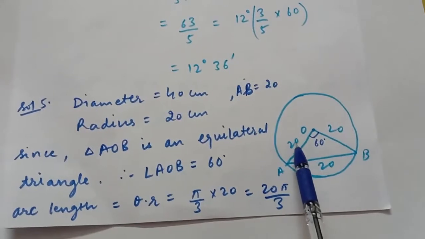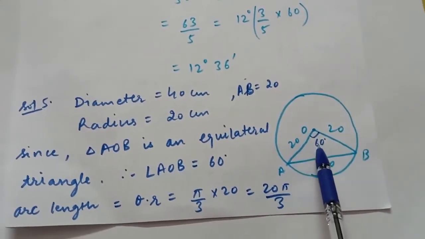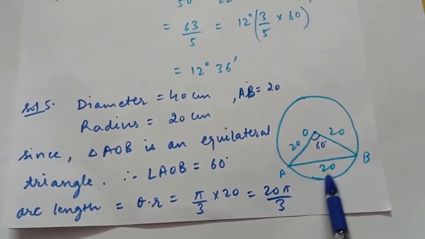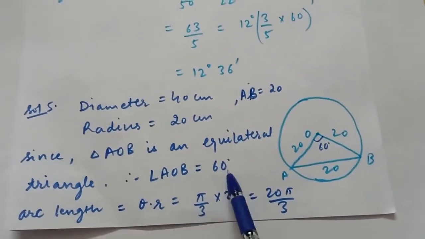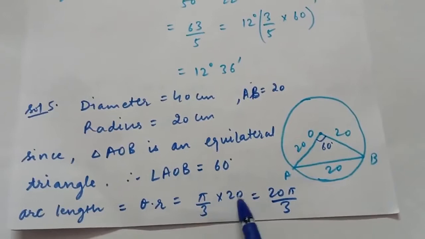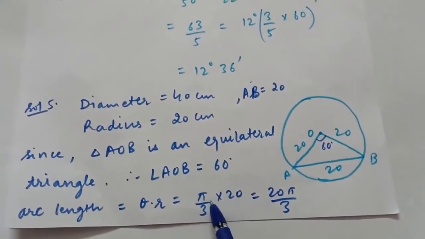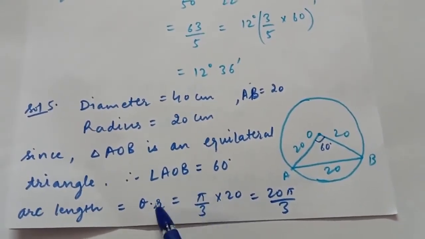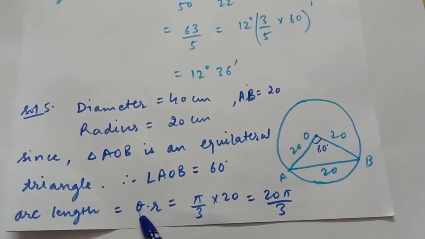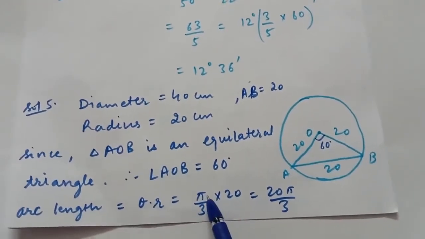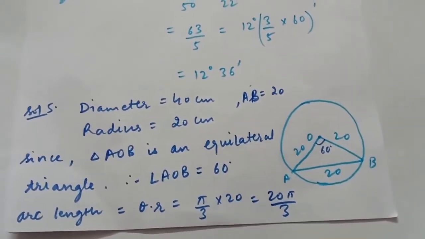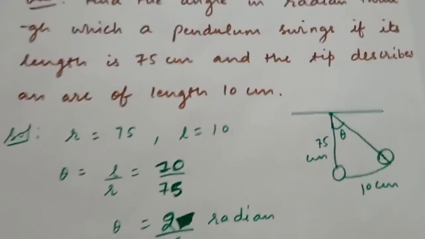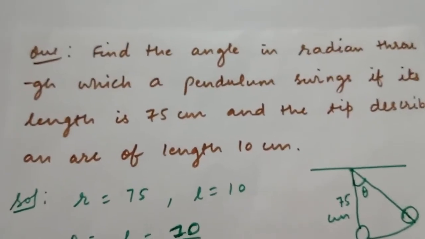So now we know r, radius and theta. So find the arc length, which is theta into r. So theta is 60 degree, which is pi by 3, into 20. Why we have taken pi by 3? Because in this formula we always use theta in radians, right? So the arc length will be 20 pi by 3. Clear? Now question number 7th.